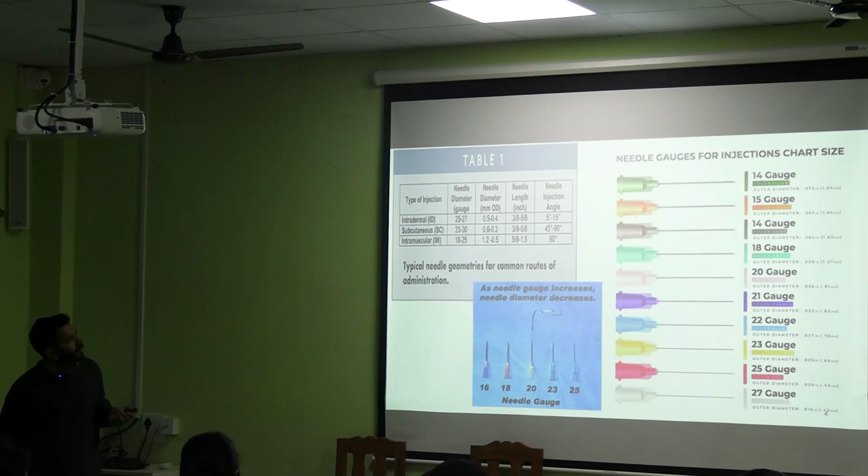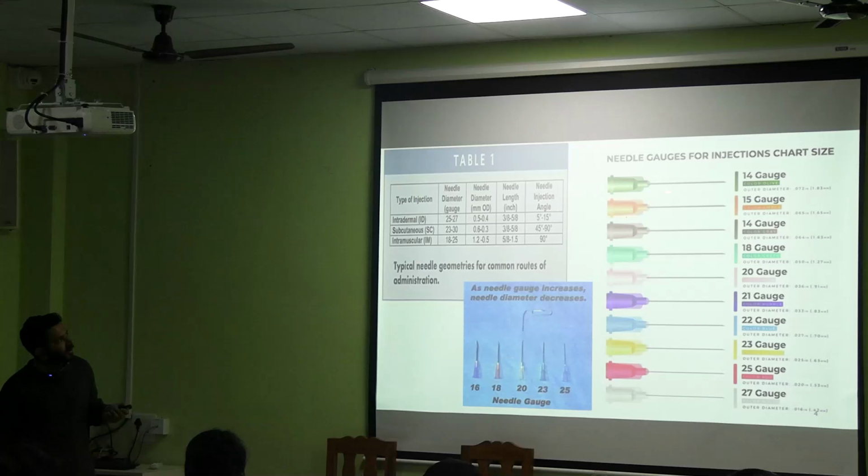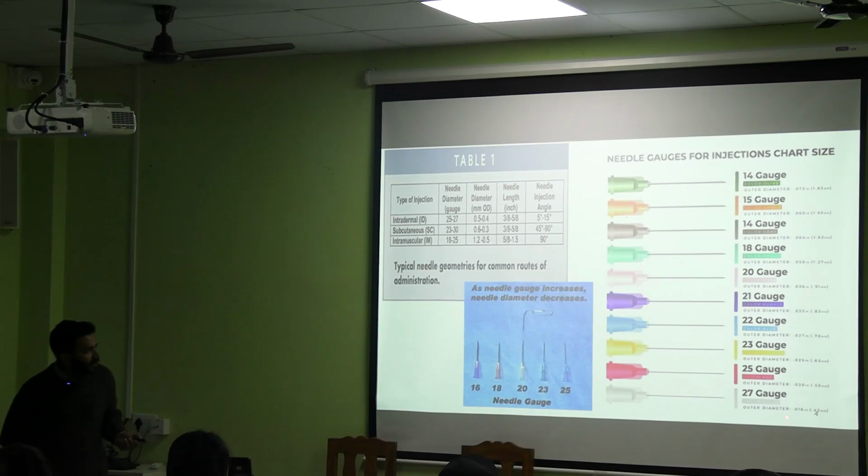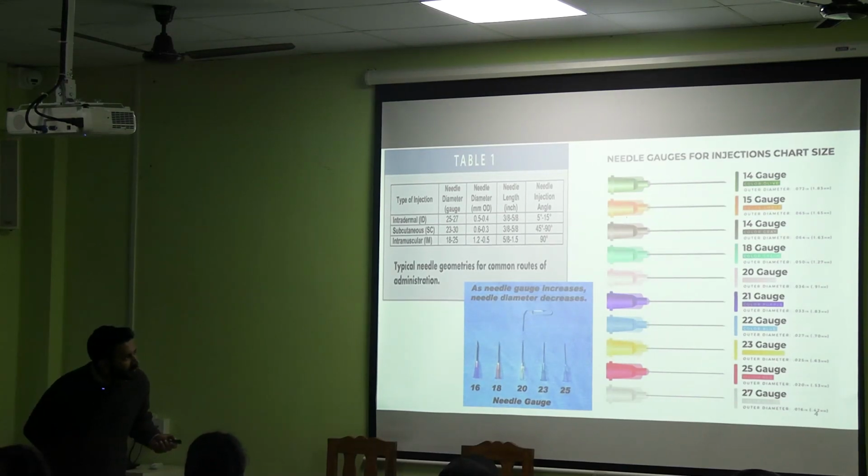These are the needle gauges. See, this is the 14 gauge, 15, then 18, 20. When the number increases, the diameter actually decreases. See the outer diameter, it has decreased.